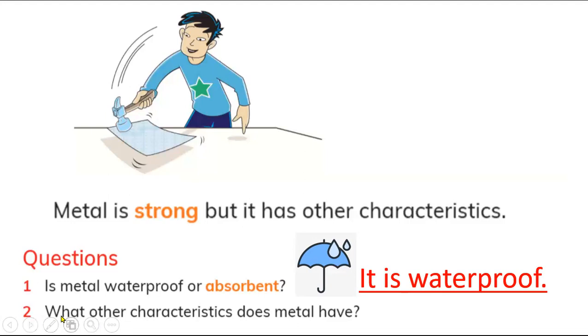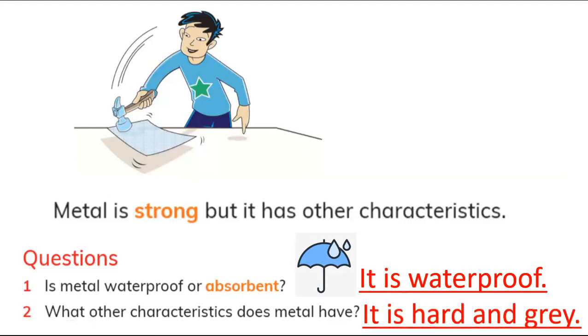Question 2. What other characteristics does metal have? Characteristics means the properties. So simple, metal is hard and its color is gray. So there are many properties. It's strong, shiny. The car is made of metal, it shines under the sun, right? So here are the properties of different materials.